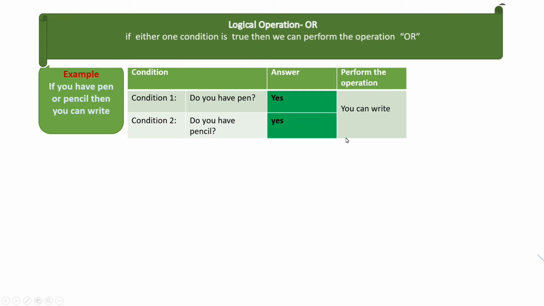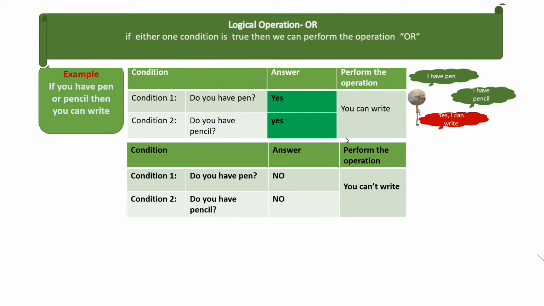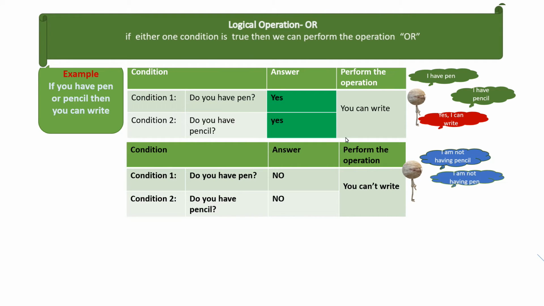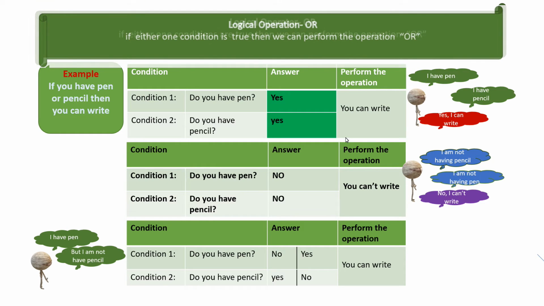The first person, he has pen, he has pencil, so he can write. Second condition, the person B, he does not have pencil, he does not have pen, so he can't write. Third person, he has pen, he does not have pencil, but he can write. Either one condition is true.